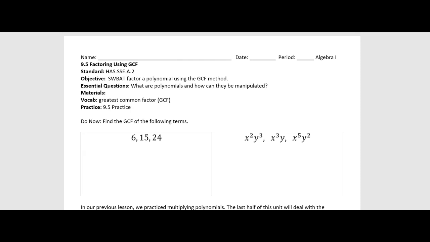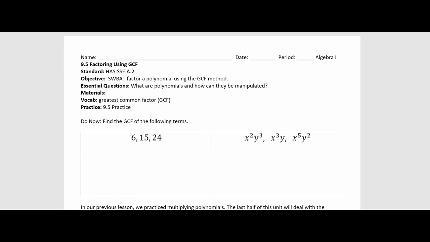Well, I guess we have to define what GCF means if you're going to do the do now problems. So GCF stands for greatest common factor. Now we need to know what factors are, right? And that certainly should be a review word. But factors are numbers that multiply to get a different number, right? So if I want to find the greatest common factor of 6, 15, and 24, I've got to find a number that I can use to multiply to get to 6, to 15, and 24.